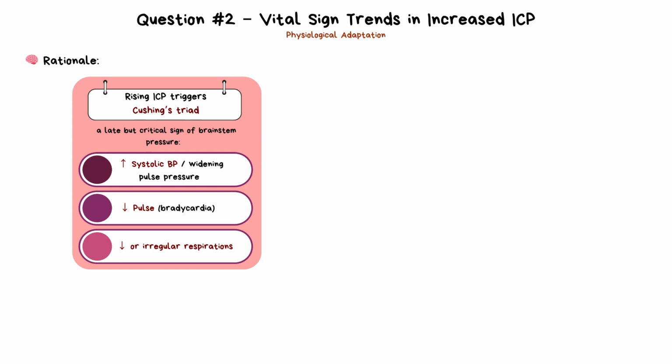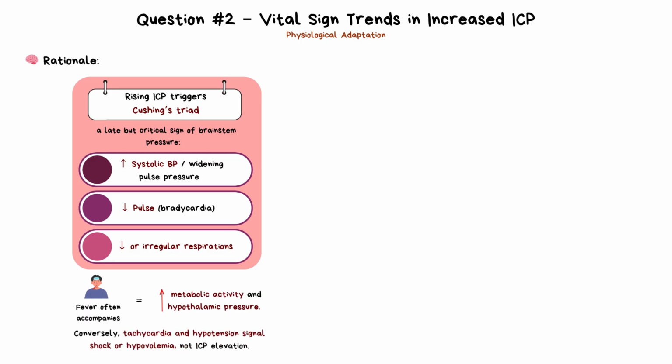Now, what about the incorrect options? Tachycardia and hypotension move in the opposite direction. Those findings are typical of shock or volume loss, where the body is struggling to maintain perfusion, not of Cushing's Triad, where the body is forcing blood into the brain against pressure.